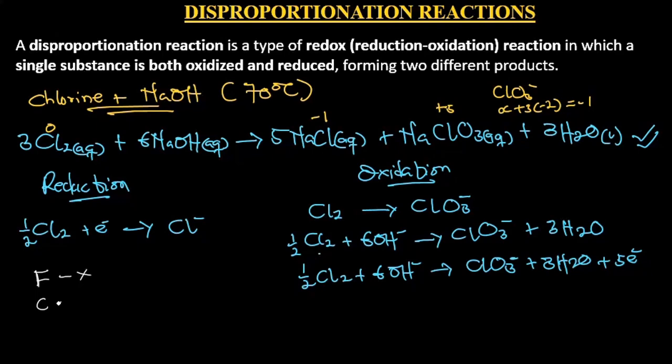Now, chlorine can undergo disproportionation as well as bromine. Just that bromine will not undergo the reaction easily compared to chlorine. Now, iodine can undergo the same thing, but the ease of the reaction, the feasibility decreases as you go down the group. So this is disproportionation reaction.